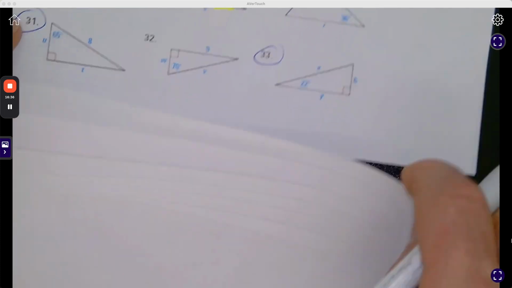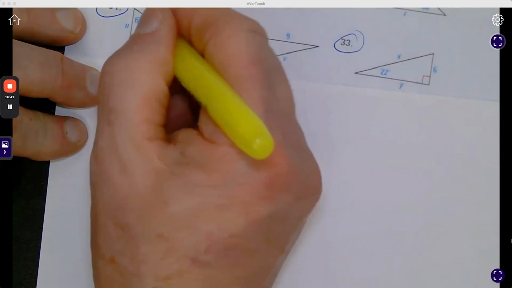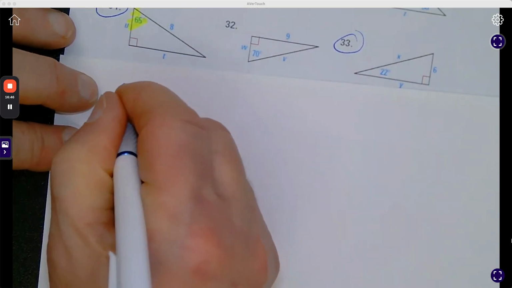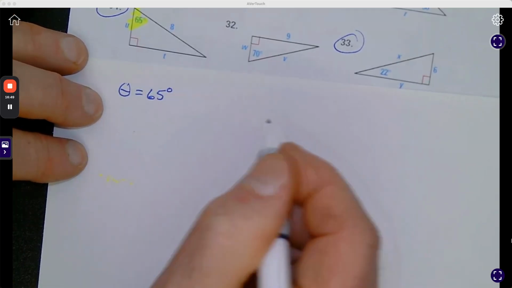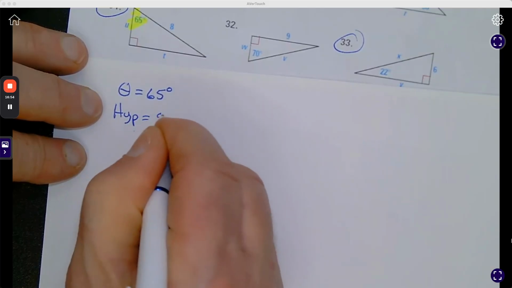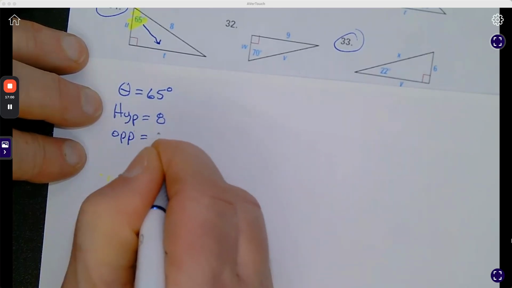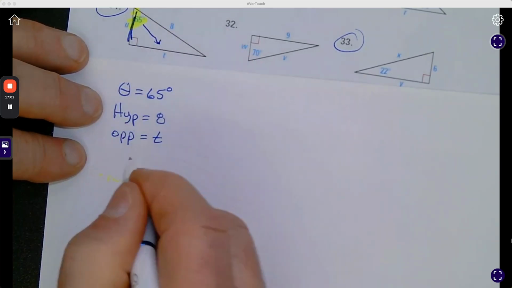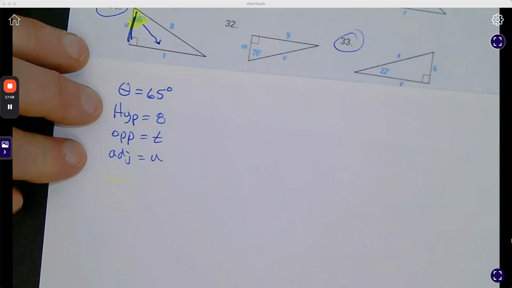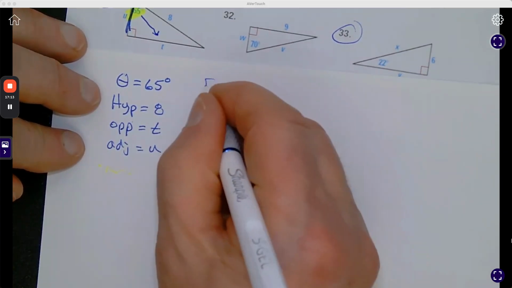Okay, let's do the next one, 31. Okay, again, write down what you know. Look at this. That's my given acute angle. So I'm going to use that as my reference. So theta is equal to 65 degrees. Notice they gave me the hypotenuse again. So the hypotenuse is 8. Opposite that is T. So opposite is T, and adjacent is U, the letter U. Okay. Now, we're going to find T.